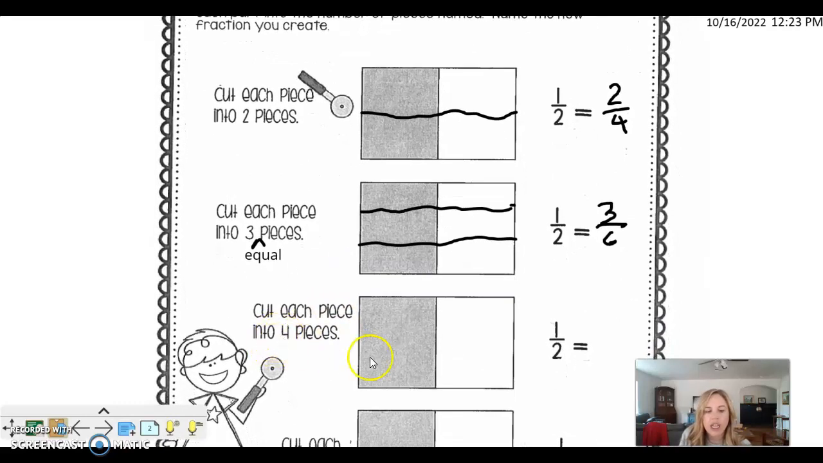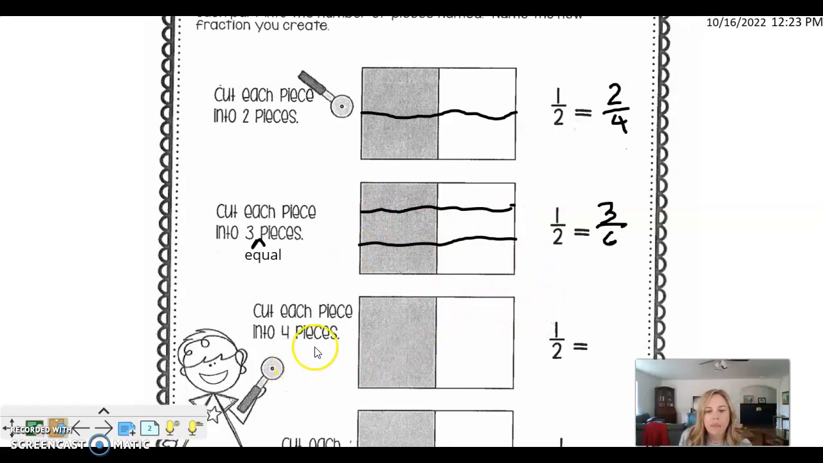Before we move on to cutting each piece into 4 equal pieces, what do you notice is happening to our fractions? We cut each piece into 2 pieces and we went from 1/2 to 2/4. Then we cut each piece into 3 equal pieces, and we went from 1/2 to 3/6. Now our fractions have changed. But has the value changed? No. Did we shade more in? No, we didn't. All we did was cut it into more pieces.